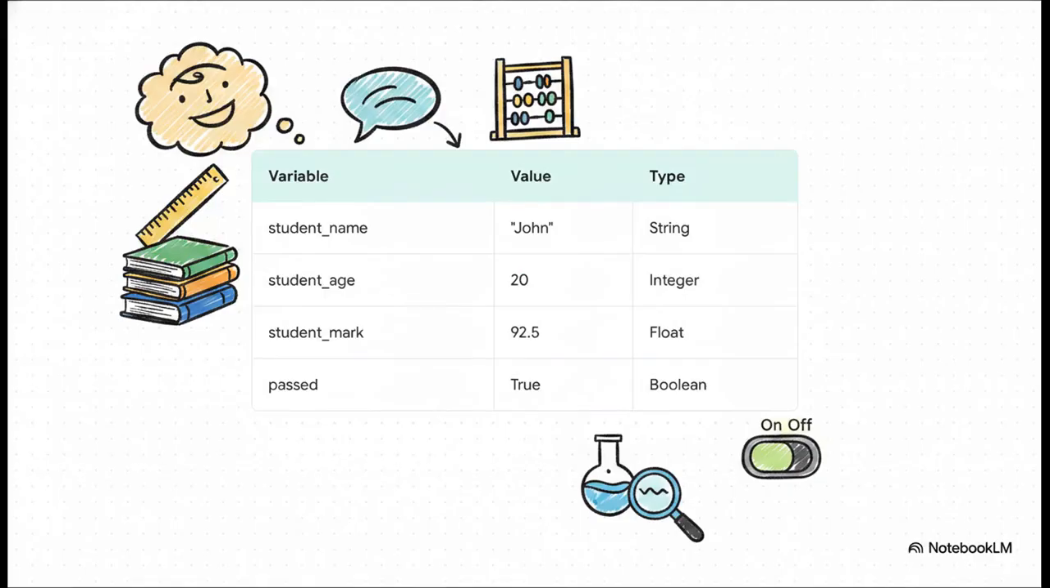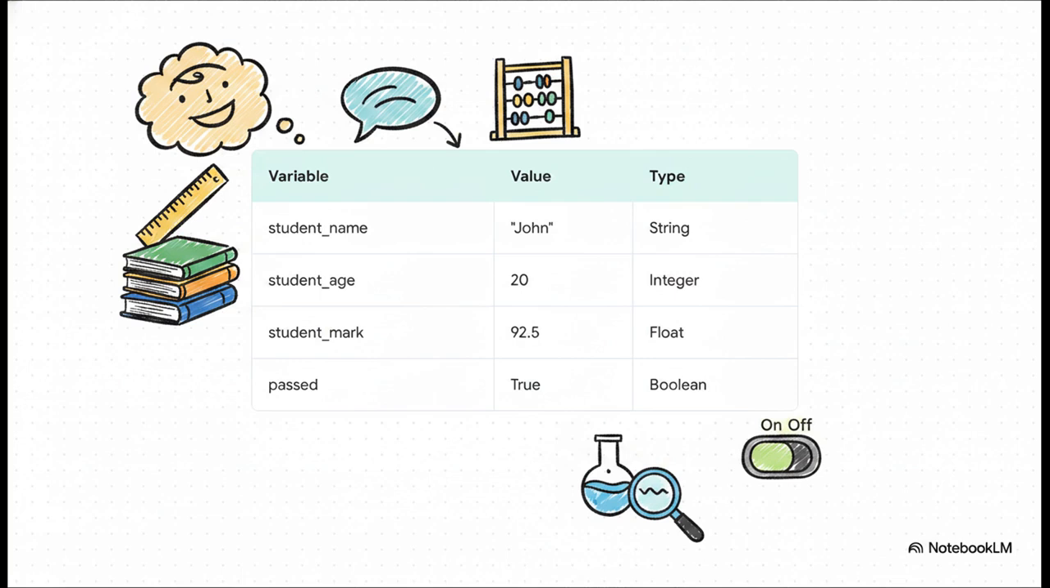Okay, let's combine everything we've learned so far into a single cohesive real-world script. Let's say we want to create a profile for a student named John. In VS Code, we type student_name equals "John", that's our string for text. Next, student_age equals 20, that's our integer for a whole number. Then student_mark equals 92.5. That requires a float because of the decimal precision. And finally, passed equals True. That's our Boolean switch confirming his status.